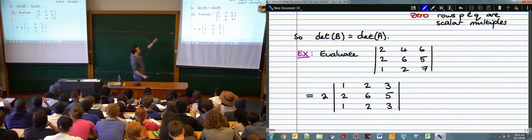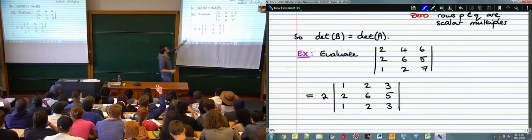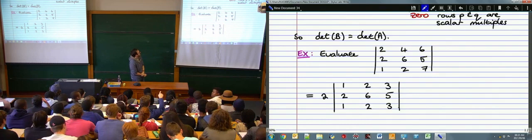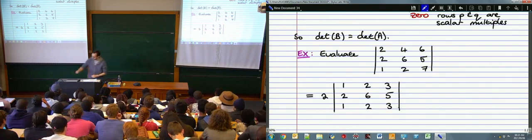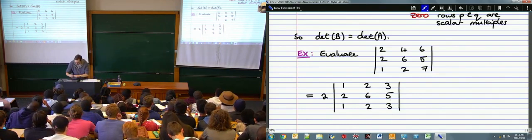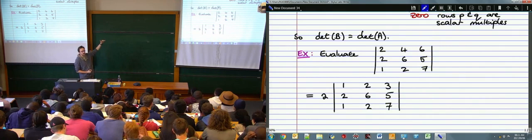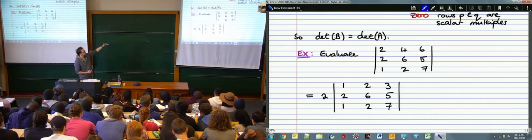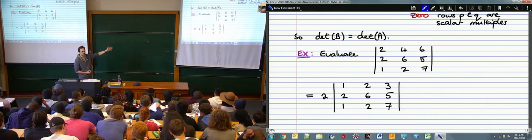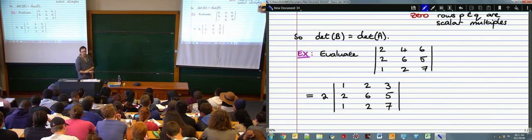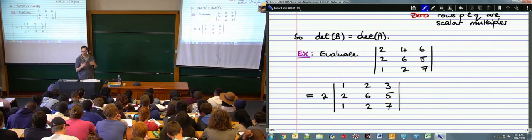So if I've taken out that factor of 2 from the first row, I just put it over here. Yes? Oh, that should be a 7, yes, sorry. Now I'm going to subtract multiples of the first row from the second row and from the third row to make the entries in that first column underneath 1 equal to 0. And that's not going to change the value of the determinant at all.